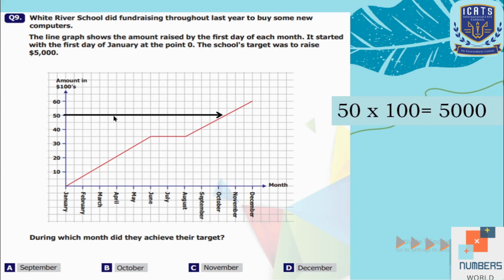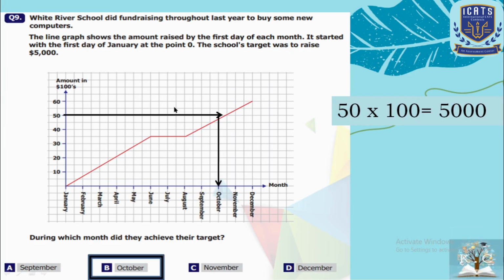We can draw an arrow over here and see which month is written under this point. This one. So we can draw another arrow which is going towards our x-axis. So October is the month when they achieved their goal.